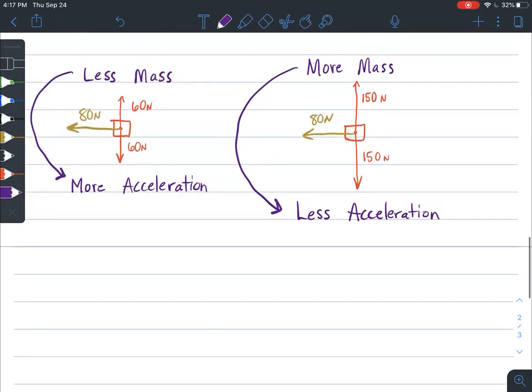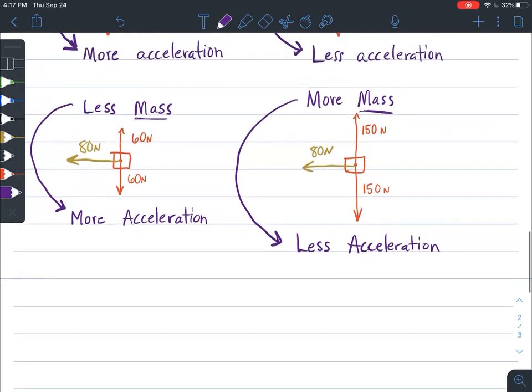So now you know why, if you're ever playing softball, the outfield fence is closer to home plate than it is in baseball. And likely that has a lot to do with the fact that a baseball has less mass and a softball has more mass.